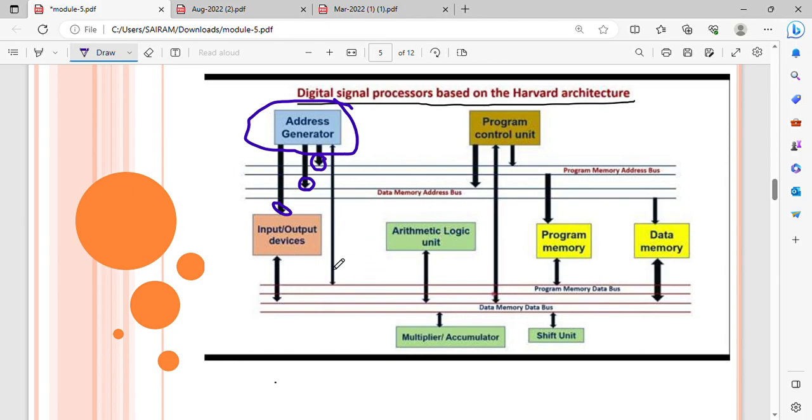And this address generator is also connected to the program memory data bus, wherein it is a two-arrow mark, right? Here there is one arrow mark, and here there is one arrow mark. Okay, so that one you need to understand in a clean and proper manner. Now, with respect to the program control unit, it's connected to the data memory address bus as well as the data memory data bus. So for the data memory data bus connection, put two arrow marks, and it's also connected to the program memory address bus, right?